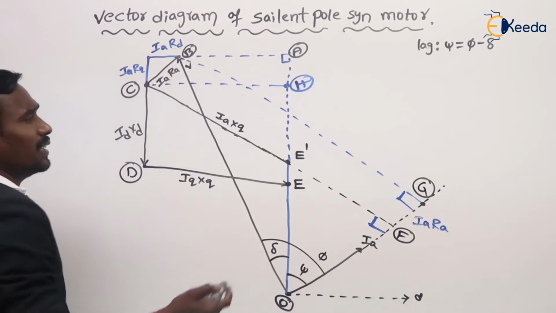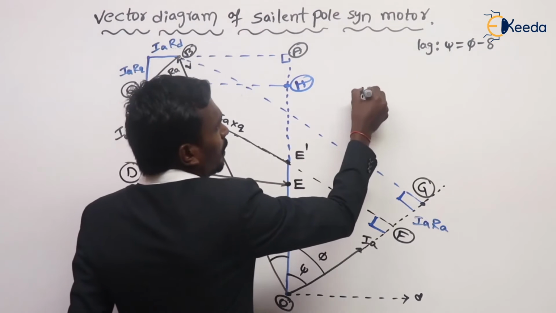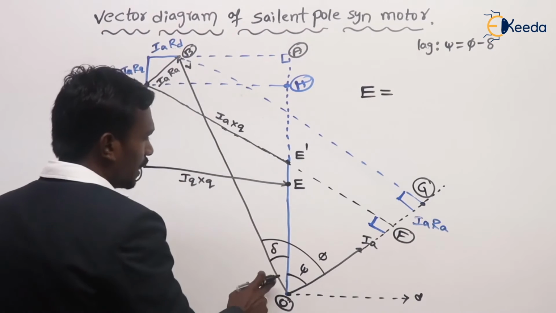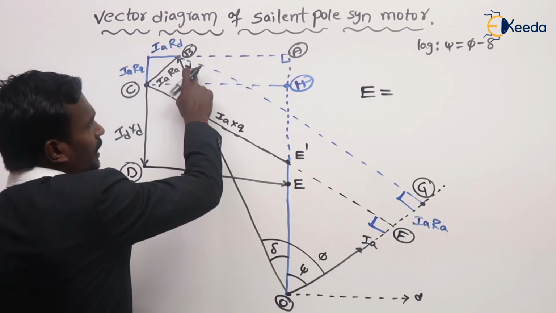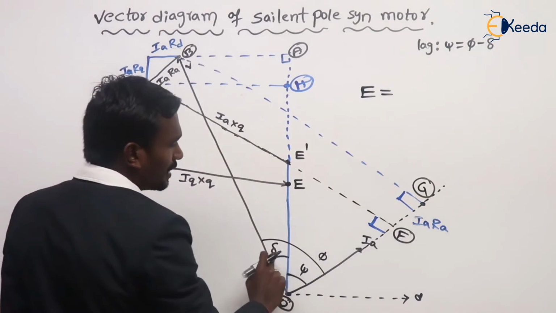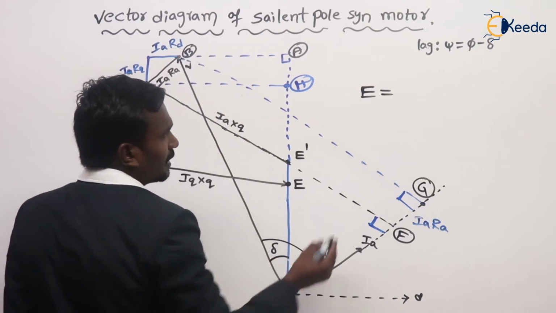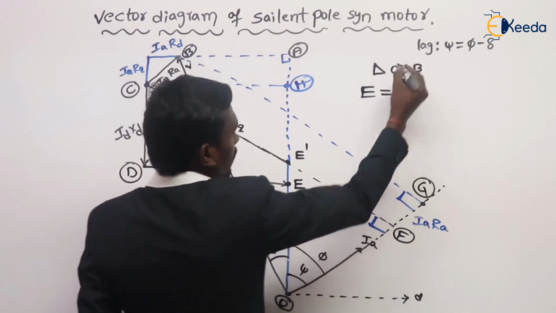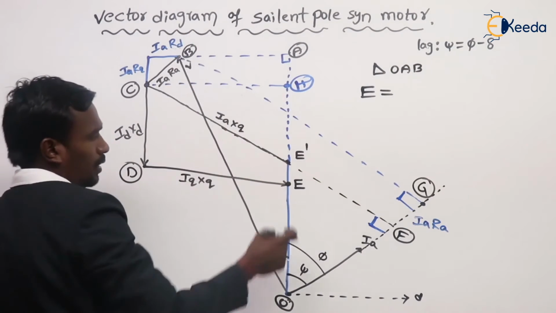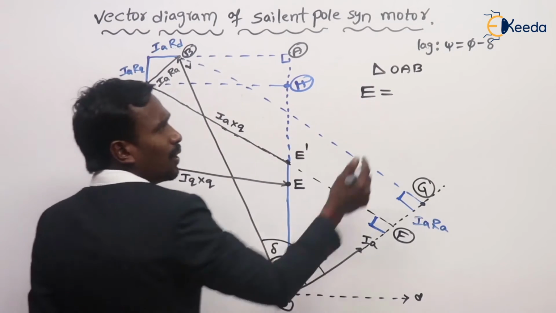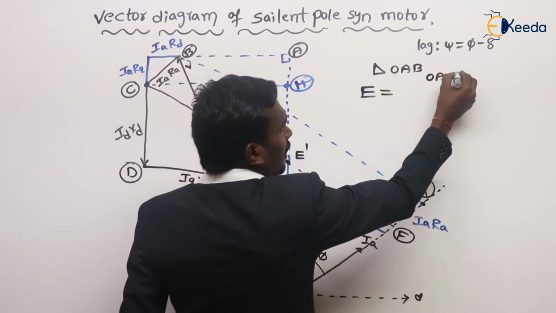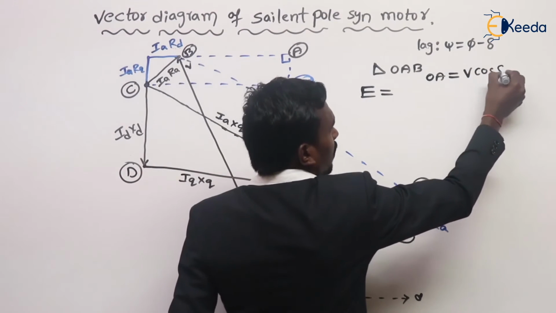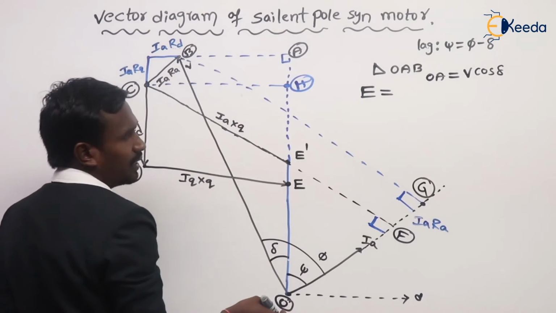Now tell me, what is EMF E? EMF E from the vector diagram is equal to, see, this is V, is it okay? And this is the angle delta. For this delta, from the triangle OAB, this OA is the adjacent side, adjacent means cos. So this is V cos delta. This totally is V cos delta.